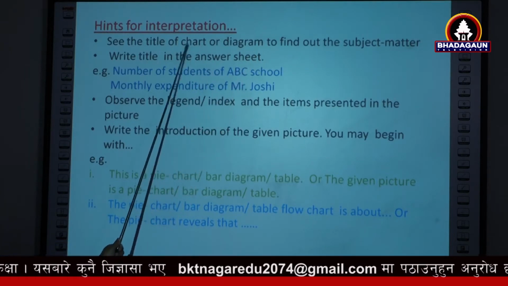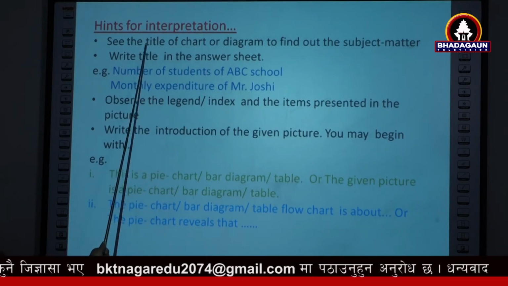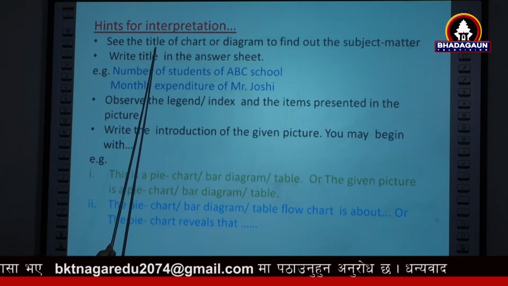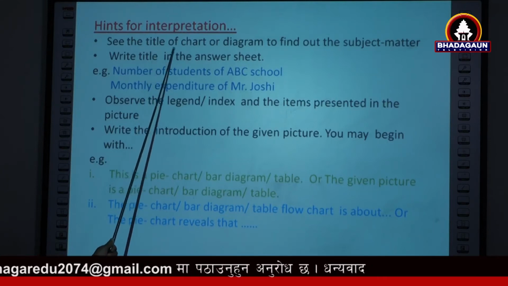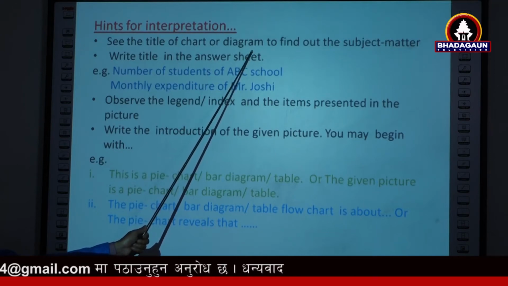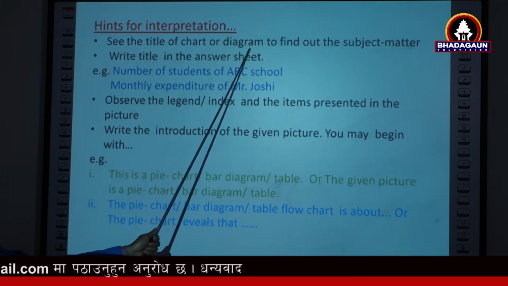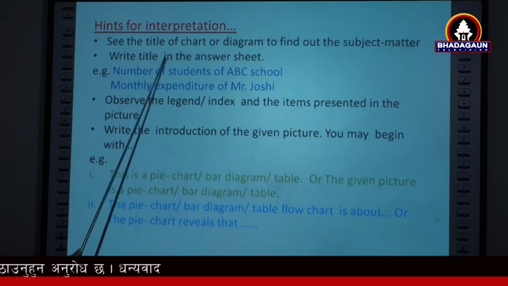So, whatever para-orthographic text is given, see the title. The title will be given in the picture, or it may be presented in the question form. So, see the question and picture; there will be the title of the chart or diagram. Find out the subject matter and write the title in the answer sheet.